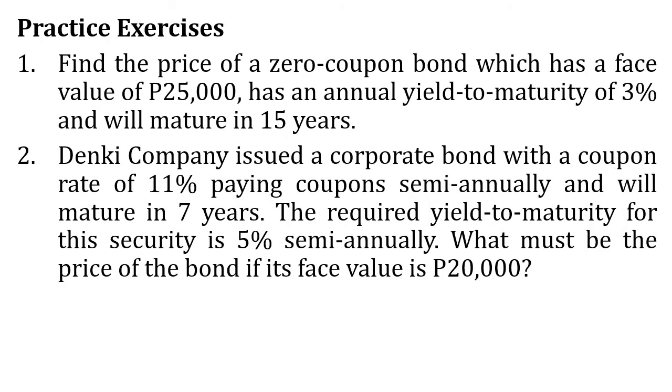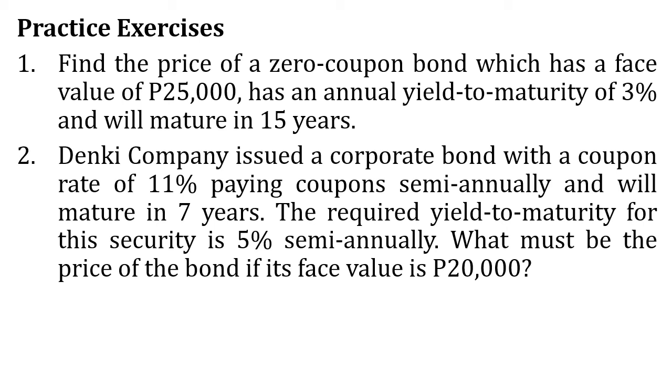Answer the following exercises. Number one, find the price of a non-zero coupon bond which has a face value of 25,000 pesos, has an annual yield to maturity of 3% and will mature in 15 years. Number two, Denki Company issued a corporate bond with a coupon rate of 11% paying coupon semi-annually and will mature in 7 years. The required yield to maturity for this security is 5% semi-annually. What must be the price of the bond if its face value is 20,000 pesos?